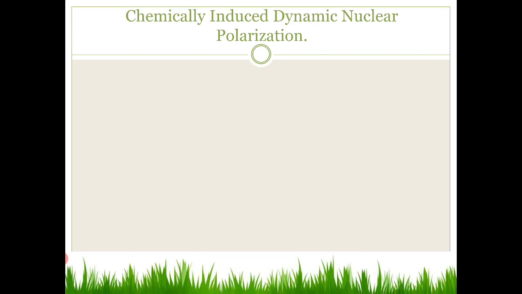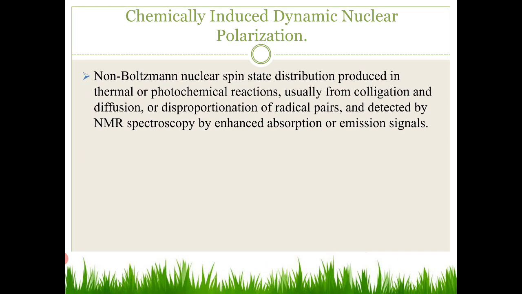So, the chemically induced dynamic nuclear polarization means non-Boltzmann nuclear spin state distribution produced in the thermal or photochemical reactions, usually from the colligation and diffusion or disproportionation of radical pairs, and detected by NMR spectroscopy by enhanced absorption or emission signals.